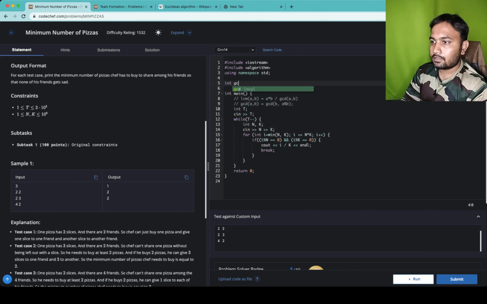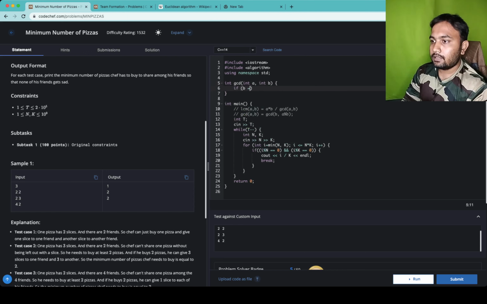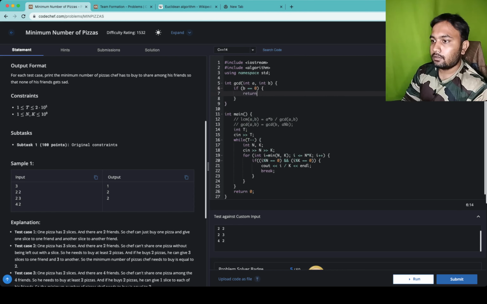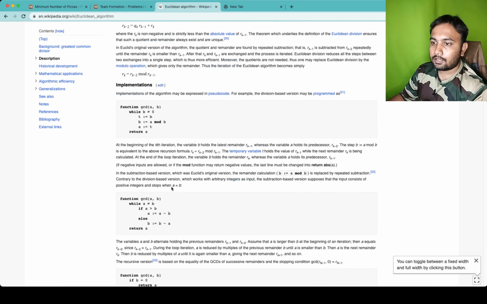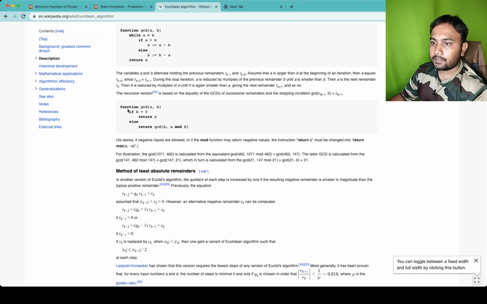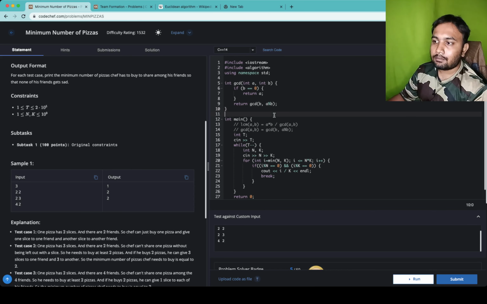The algorithm goes as follows: GCD of int A, int B. If B is equal to 0, we return A. Otherwise we return GCD of B comma A mod B. Okay, that is as simple as that. And if you look at this pseudo code, this is what is given on Wikipedia: if B is 0, then return A, otherwise GCD of B comma A mod B. So this is a very simple thing.